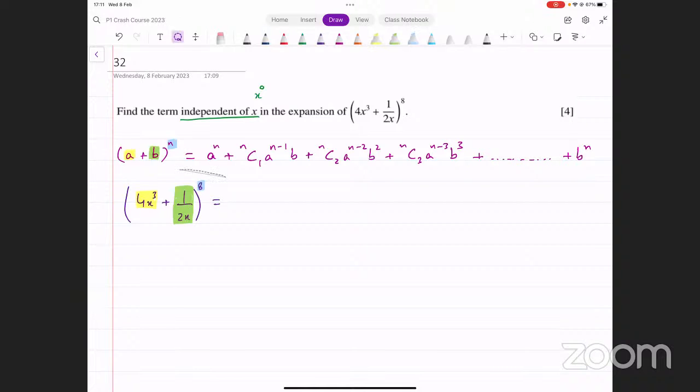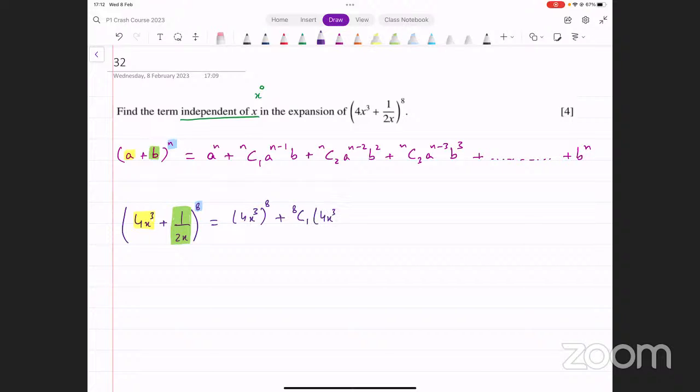Again, how do we start? We just expand it like we normally do. Let's look at what the first term turns out to be. A raised to power n, that's 4x cubed whole raised to power 8 plus nc1, that's 8c1 into a raised to power n minus 1, that's 4x cubed. That's the value of a. Whole raised to power 8 minus 1, which is 7, into b, the value of b is 1 over 2x. And you're going to stop at this point and try to think about the pattern that emerges from this.